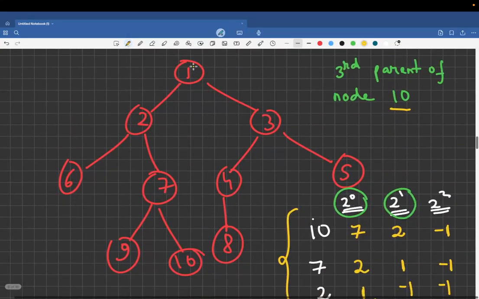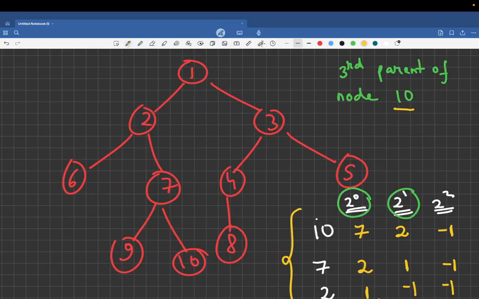If you just look from the example as well, if I want the 2 power 1th parent, basically the second parent for node 10, it is nothing but the 2 power 0th parent of the 2 power 0th parent of 10. The 2 power 0th parent of 10 is 7 and the 2 power 0th parent of 7 is 2, and 2 is nothing but the 2 power 1th parent of 10.